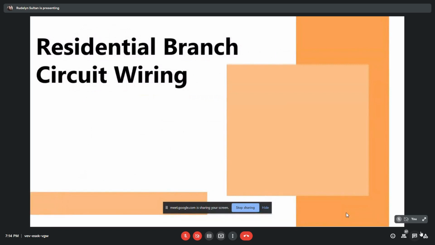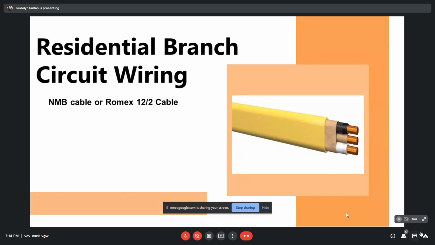Moving on to the last topic, we have residential branch circuit wiring. When we say residential branch circuit wiring, this refers to the design of the circuits that supply electricity to different areas in the home. And we now have the NMB cable, or Romex 12/2 cable. This is its picture. NMB stands for non-metallic sheathed cable. It is non-metallic because it has a PVC jacket instead of a metal-clad jacket. So maybe that is why the color yellow is used for the jacket, right?